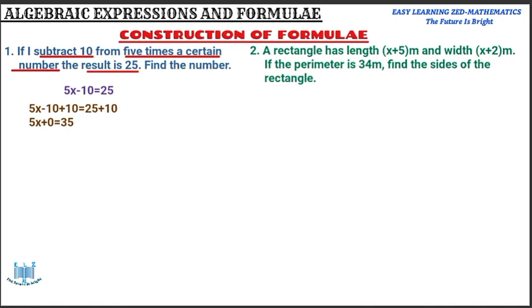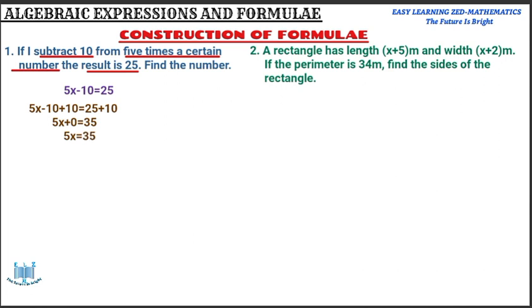When you add 10 plus 25, it will give you 35. So it is going to be equal to 35, because 35 is coming from 25 plus 10. Once I've done that, then I'm going to add 5x plus 0, which will give us 5x, which is equal to 35.